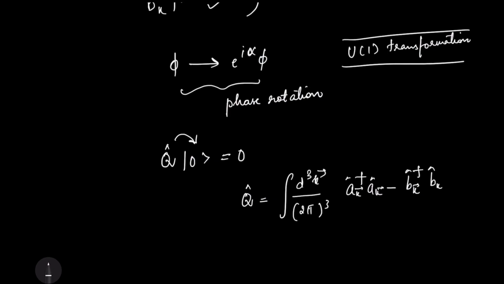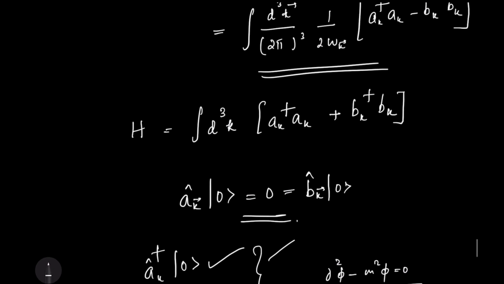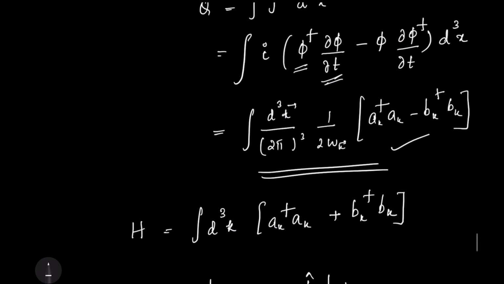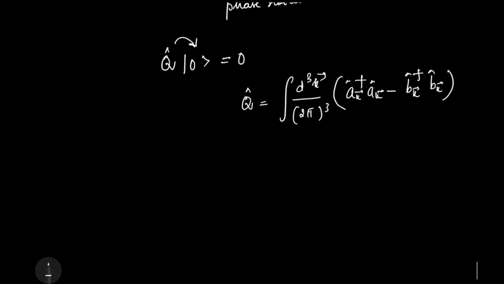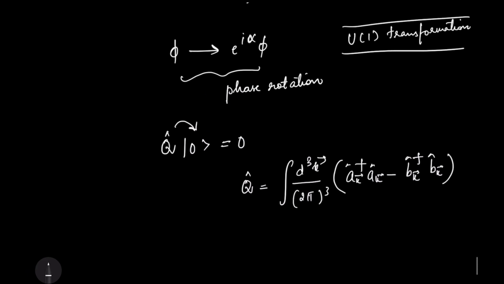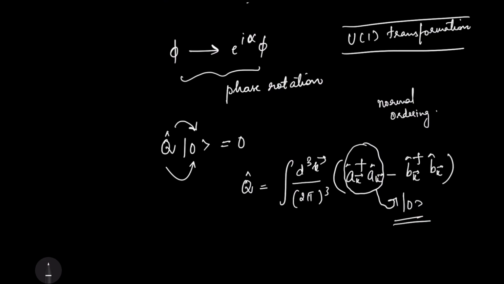I have already obtained this here: a_k dagger a_k minus b_k dagger b_k. When you write it in this form, what happens? When Q acts on 0, the a_k will first act on 0. We have written this in such a way. It is called normal ordering. Normal ordering means the annihilation operator always comes to the right of the creation operator. So we write it so that it first acts on the lowest state. So a_k dagger a_k acts on the lowest state, and a_k will annihilate the vacuum.